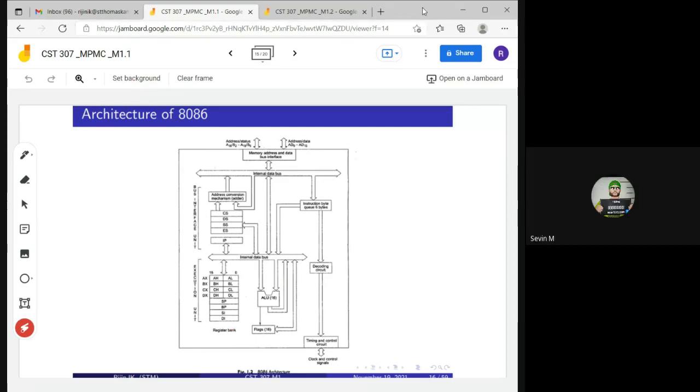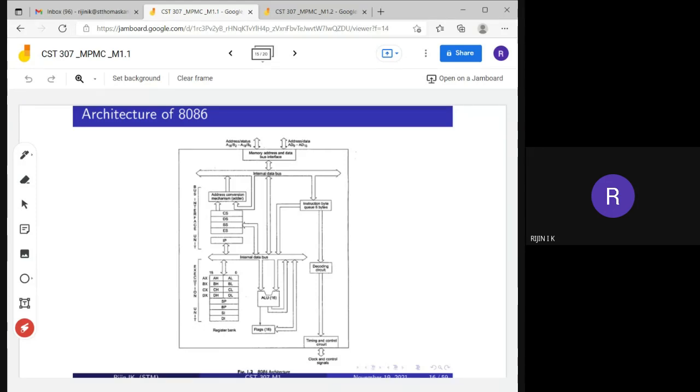20 bits. Okay, correct. So the size of the address bus is 20 bits. In order to generate the 20-bit address, we need an address translation unit or address generation unit. So this is the address generation unit. The main function of this address generation unit is to generate the 20-bit physical address.